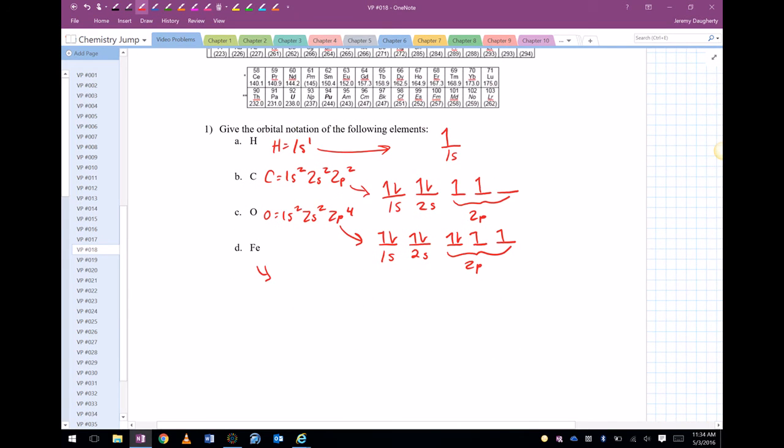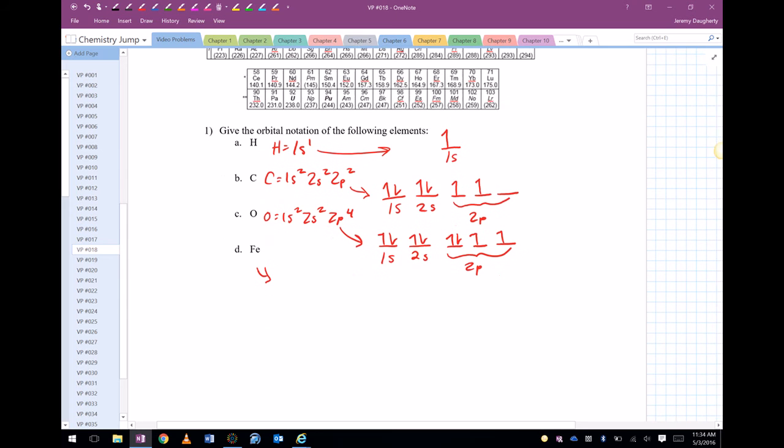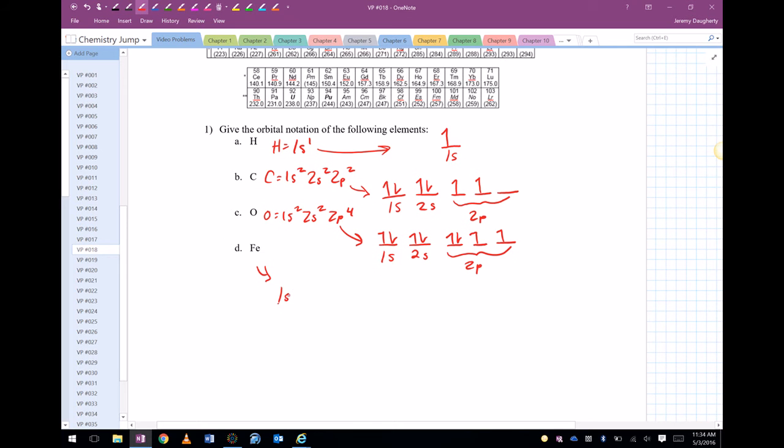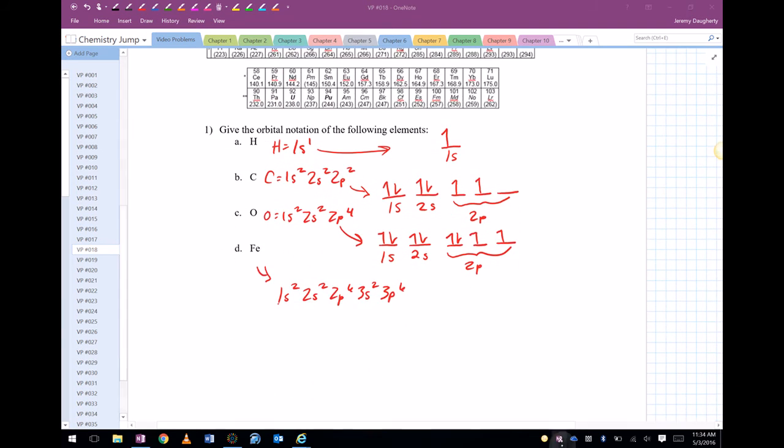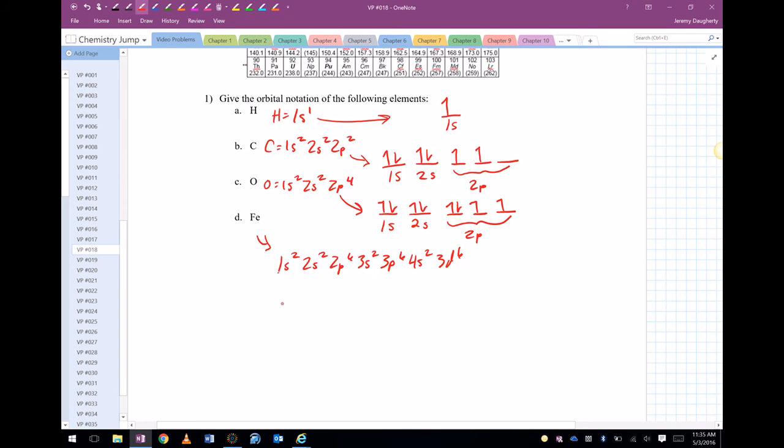It's a D block. So what is it? It is, yeah. So it's 1s2, 2s2, 2p6, 3s2, 3p6. That's through the third period. Then fourth is 4s2, 3d, 1, 2, 3, 4, 5, 6. So it ends with 4s2, 3d6.